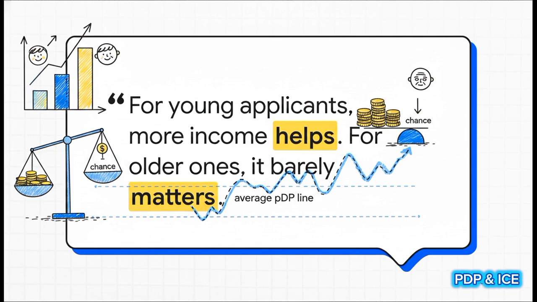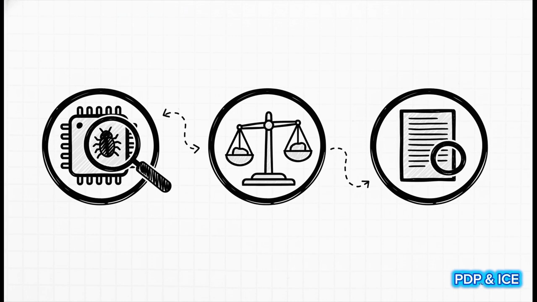And look, this isn't just some abstract academic exercise. This is precisely how we debug AI models in the real world. It's how we audit them for fairness. It's how we can detect and then challenge potentially discriminatory or unfair lending practices that would otherwise stay completely invisible, locked away inside that black box.